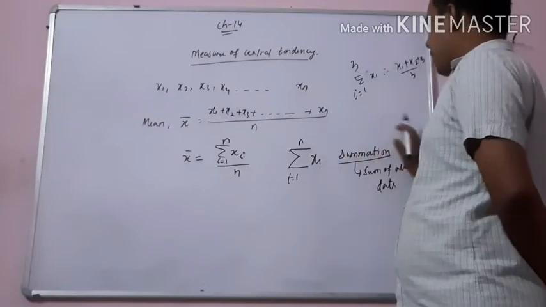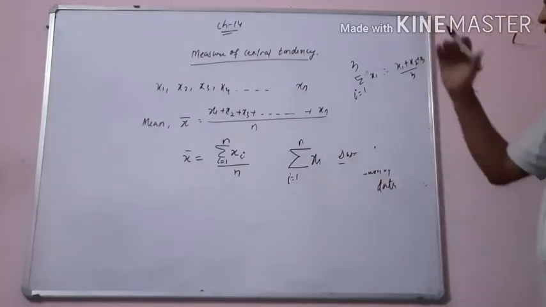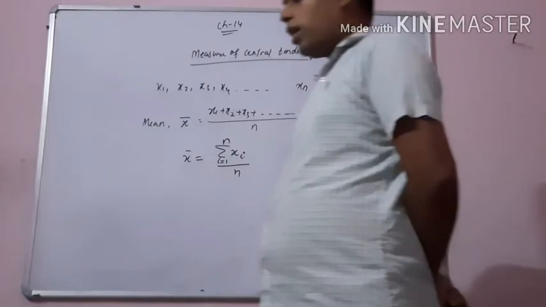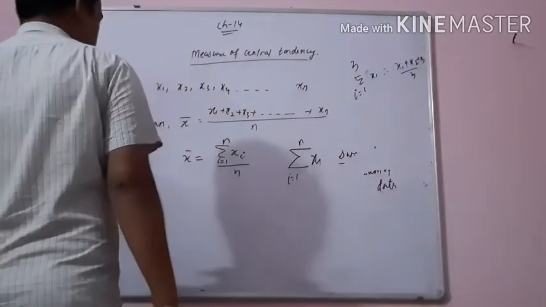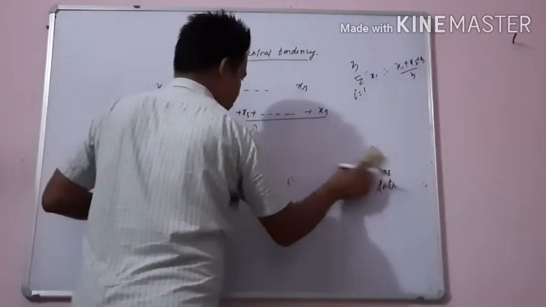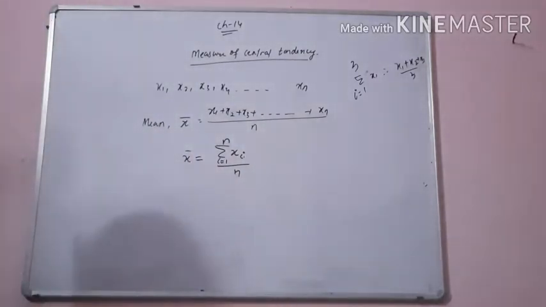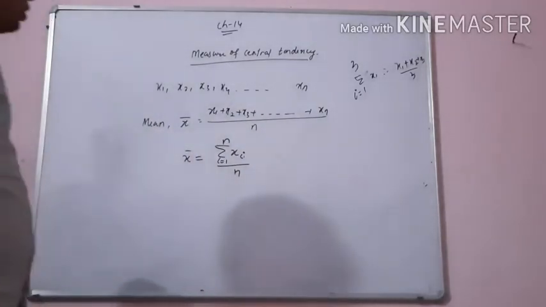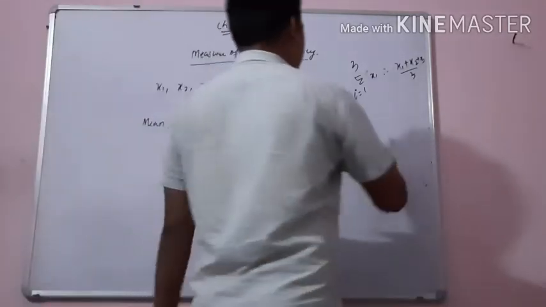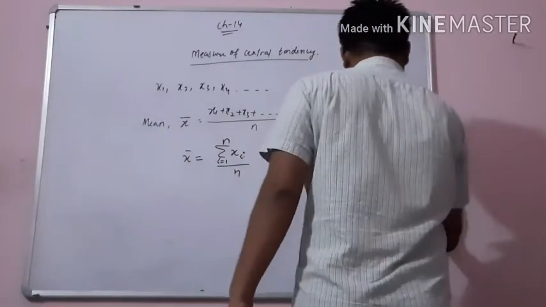So I have mentioned n, so all the data has been included in it. This is the simple and basic formula for finding mean or average. In class you will study various methods for finding the mean.